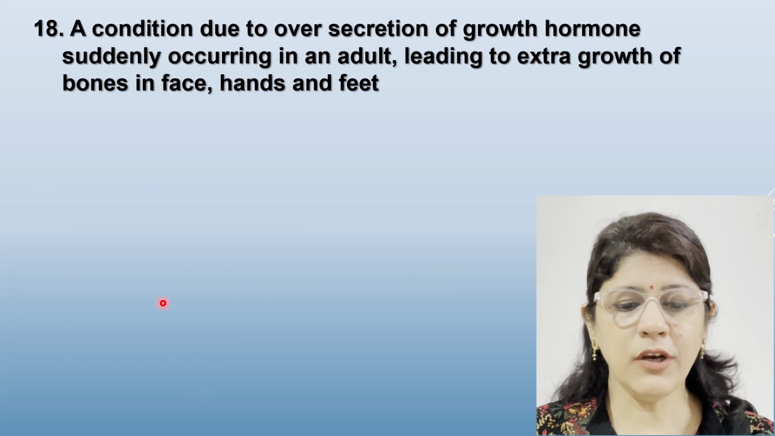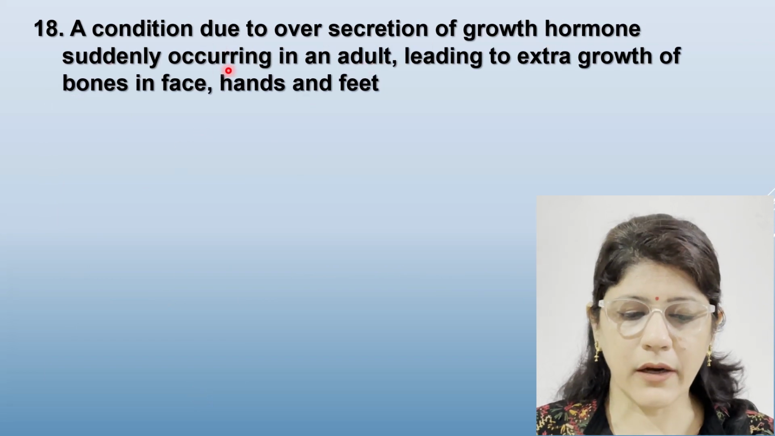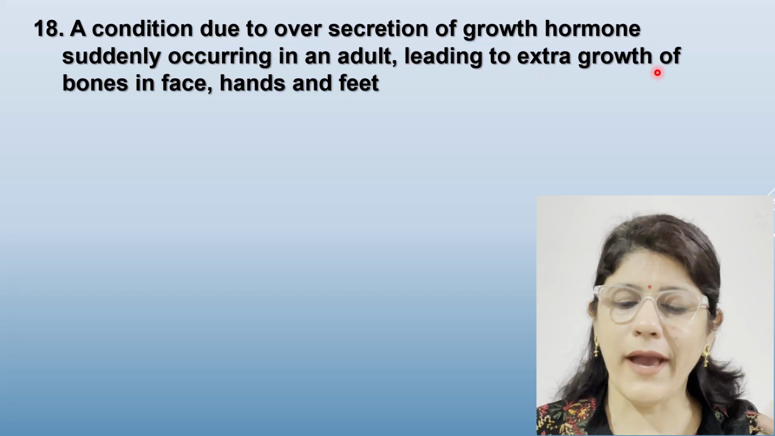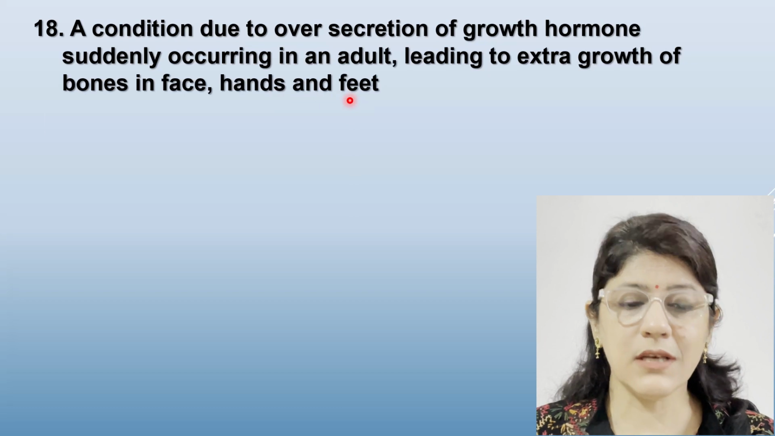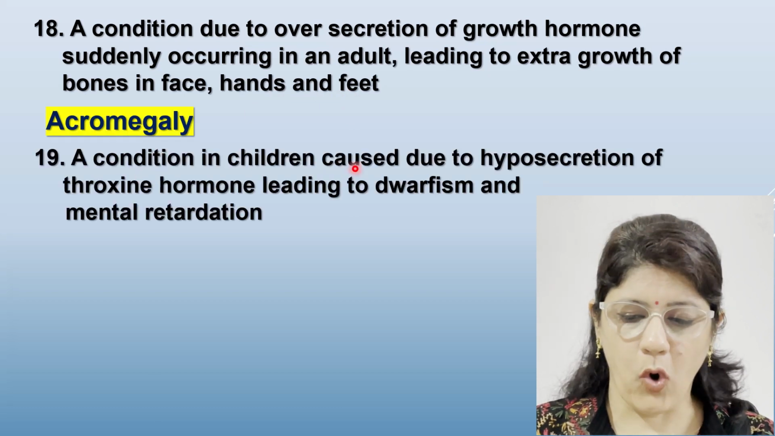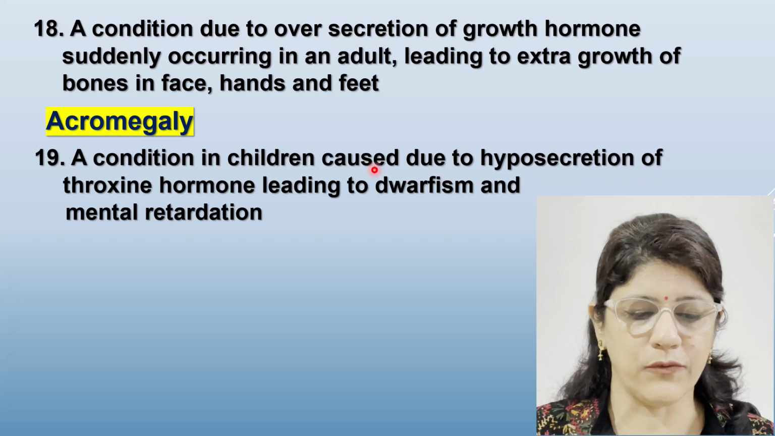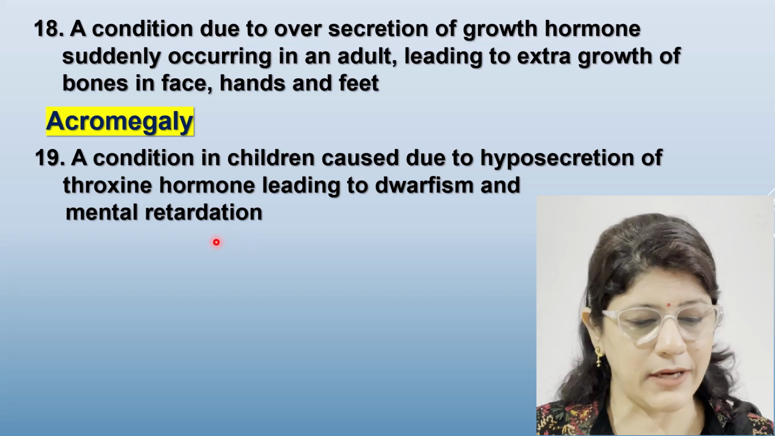A condition due to oversecretion of growth hormone suddenly occurring in an adult, leading to extra growth of bones in the face, hands and feet. This is acromegaly. A condition in children caused due to hyposecretion of thyroxine hormone, leading to dwarfism and mental retardation.